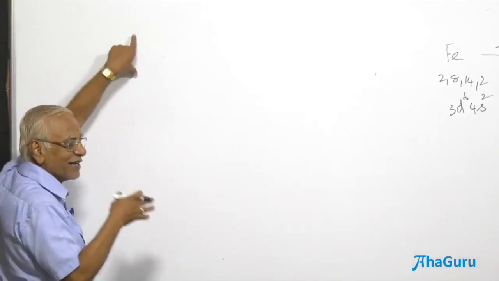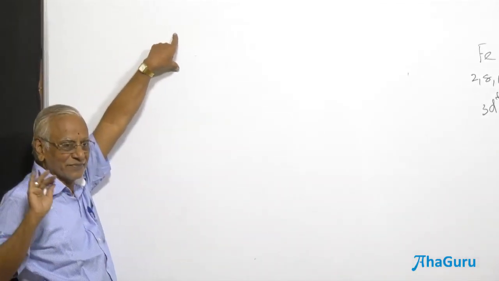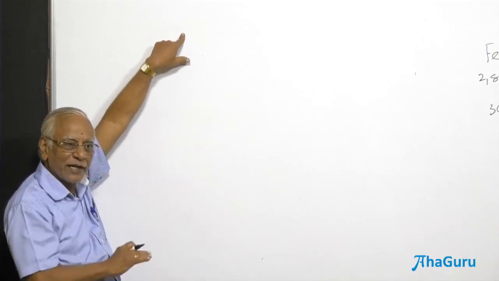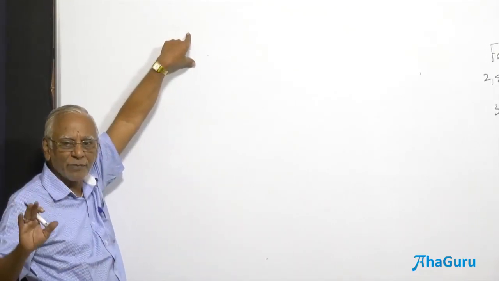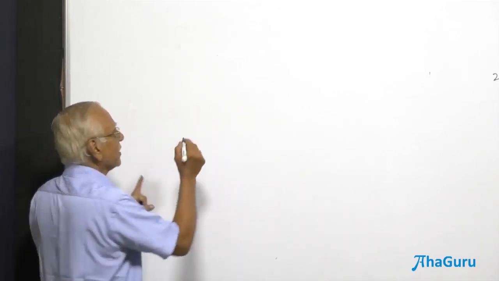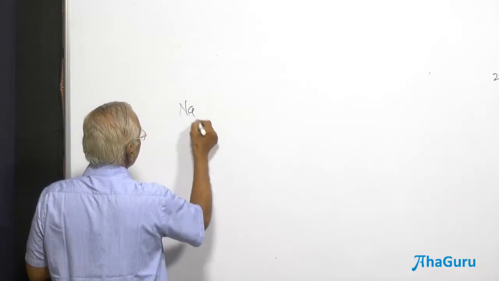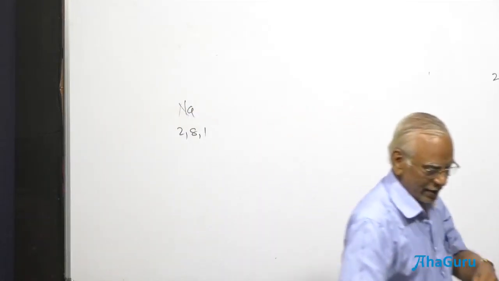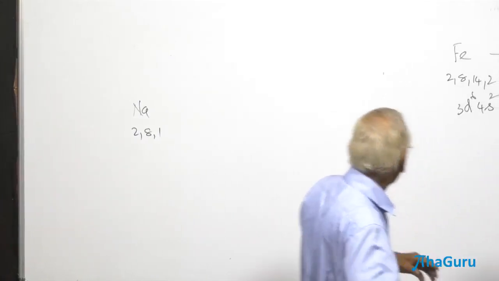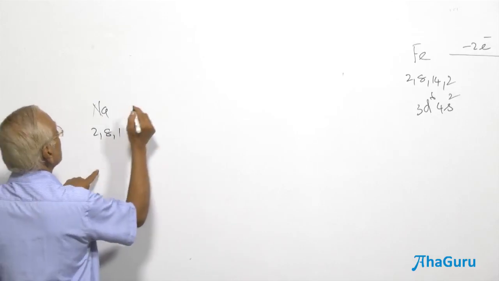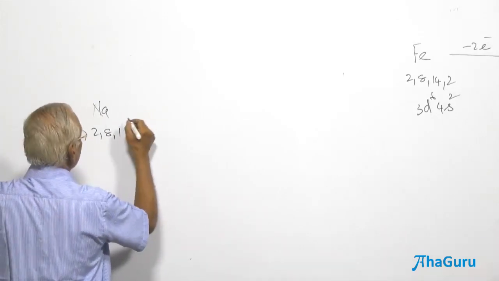Chemical bonding, we enter into chemical bonding slowly. I will not be doing the periodic table, electronic configuration and chemical bonding individually. Whenever I need, I have to combine all 3, I told you. Sodium, 2 8 1, or you can write the orbital structure: 1s2, 2s2, 2p6, 3s1.